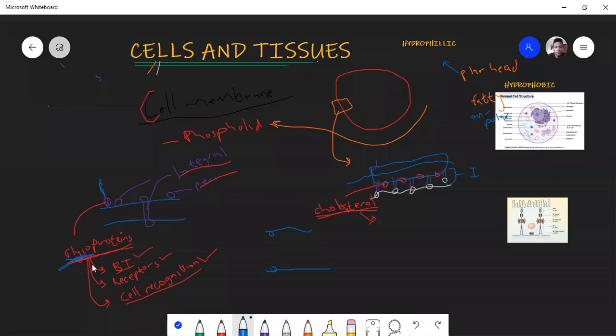So since sugar is sticky and we are saying that this is sugar plus proteins, these glycoproteins form some sort of a glue on top of the membrane, right? And what do we call that glue? We call it glycocalyx. Okay. That is what you have to know. Are we on the same page? Yes.